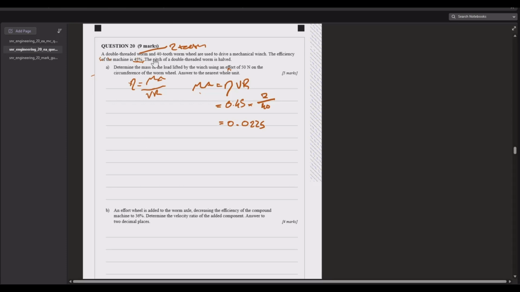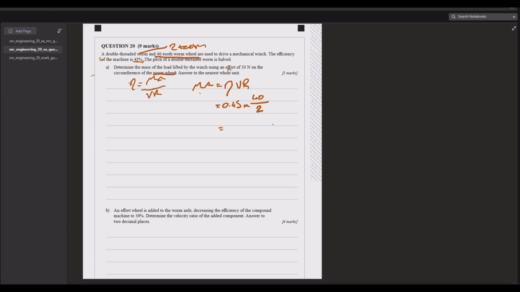That is my bad. I mixed up a worm wheel and threaded worm. So it's going to be 0.45 times the worm wheel, which is the 40-tooth worm wheel, over the double-threaded worm. So 0.45 times 20... What's that? I should have been able to figure that out. It's 9. And so mechanical advantage of 9, if we're using an effort of 50 newtons, it's just 9 times 50, and it's going to be 450 newtons.